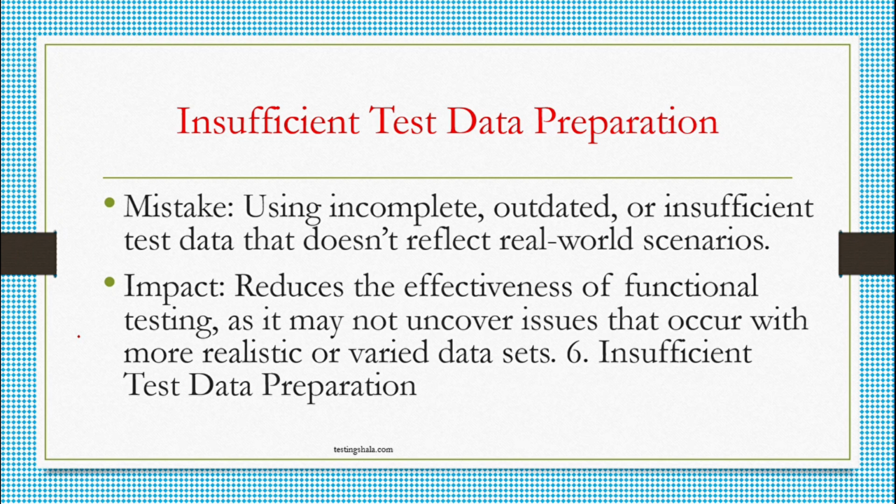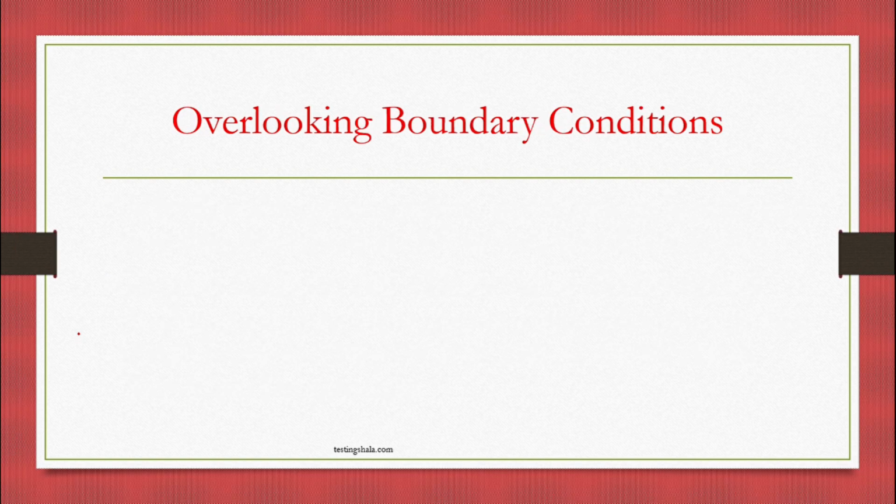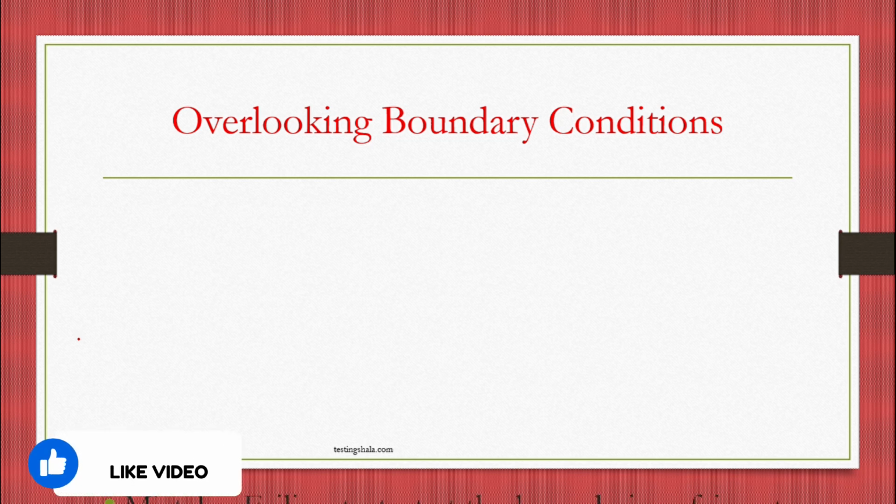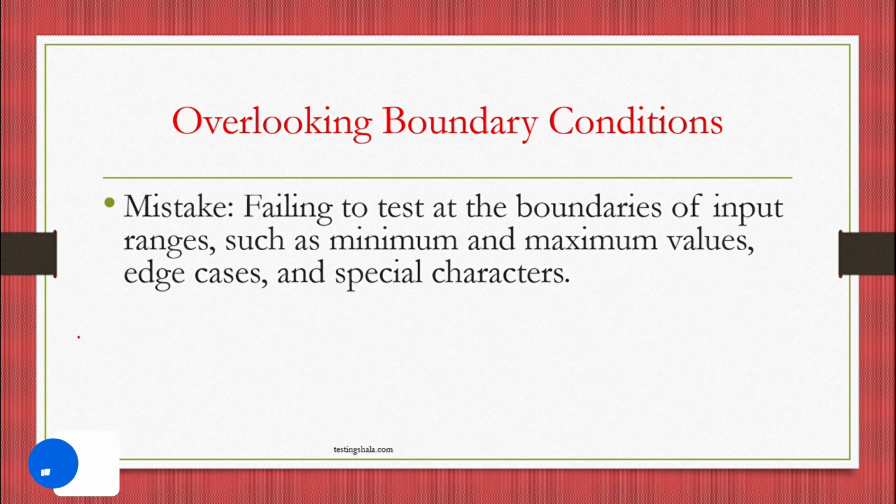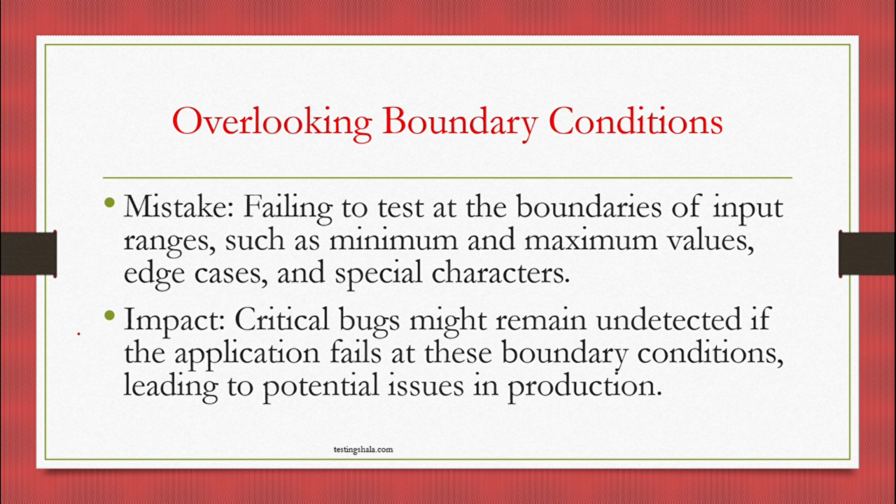And the next one is overlooking boundary conditions. Boundary conditions are very much needed while we test the application functionally. If we are not providing inputs for boundaries such as minimum and maximum values, edge cases, and special characters, and we are not doing that kind of testing, then we are going to find a lot of critical bugs. If you are not covering all these cases, definitely all the critical bugs will pop up, and we may see a lot of challenges once we put it into production.